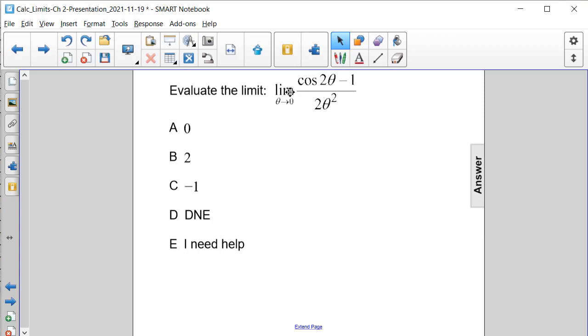Evaluate the limit. The limit of cosine of 2 theta minus 1 divided by 2 theta squared as theta approaches 0. If we use direct substitution, 2 times 0 would be 0, and the cosine of 0 is 1. 1 minus 1 is 0, so we would get 0 in the numerator. And in the denominator, we would also get 0.